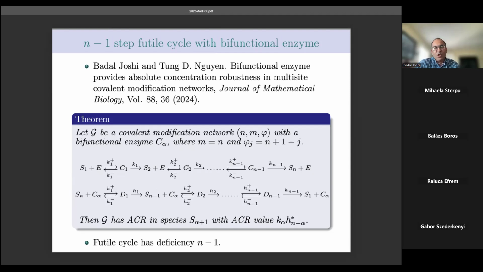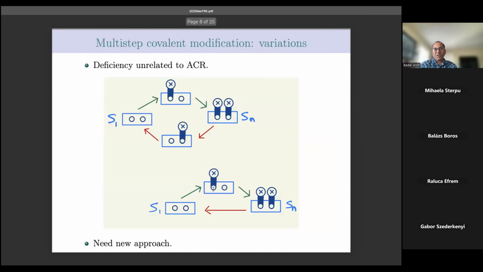The thing I want to focus on right now is that the futile cycle has deficiency equal to the number of steps in either the forward or the backward chain. So I have n minus 1 steps in the forward chain, S1 to S2 to S3 all the way to Sn, and that is equal to its deficiency. So basically, deficiency can be any number for this futile cycle. You can also look at variations of this futile cycle.